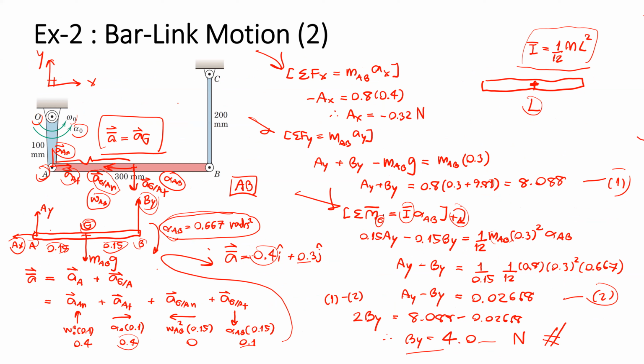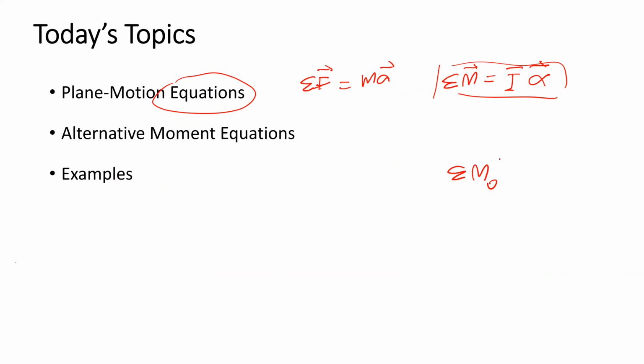But if the link has a fixed axis rotation point, we can use it for fixed axis rotation. We can take the summation of moment about one fixed axis equal to I of that fixed axis times alpha, or the summation of moment about G equal to I bar alpha. It depends on the application. For here, general plane motion. For here, maybe fixed axis.